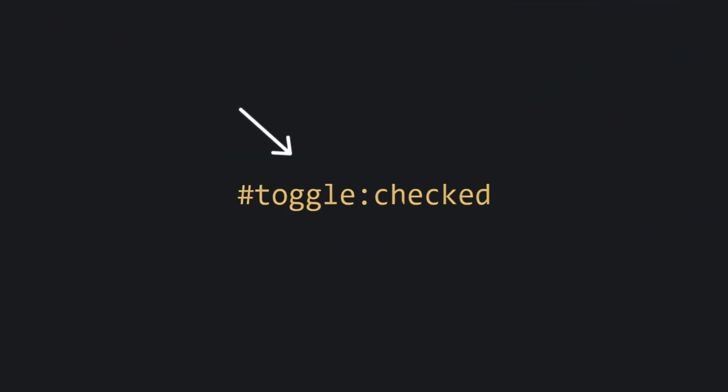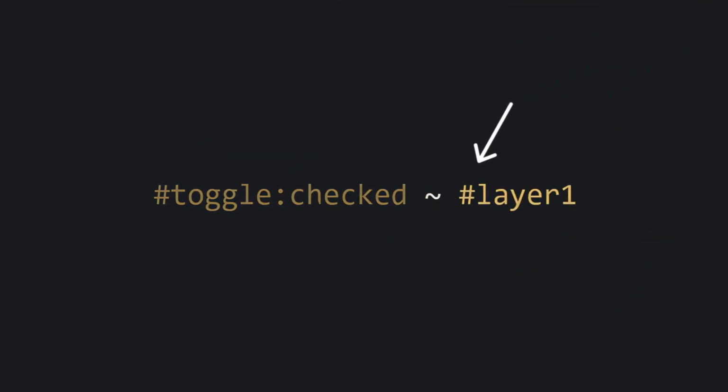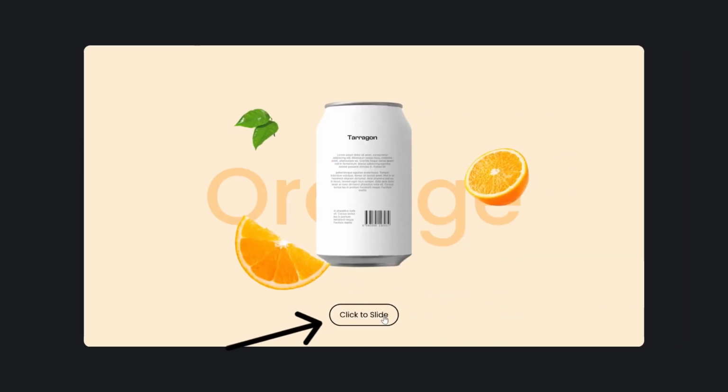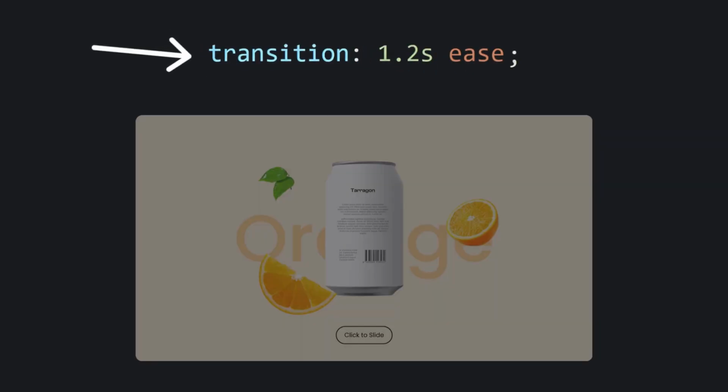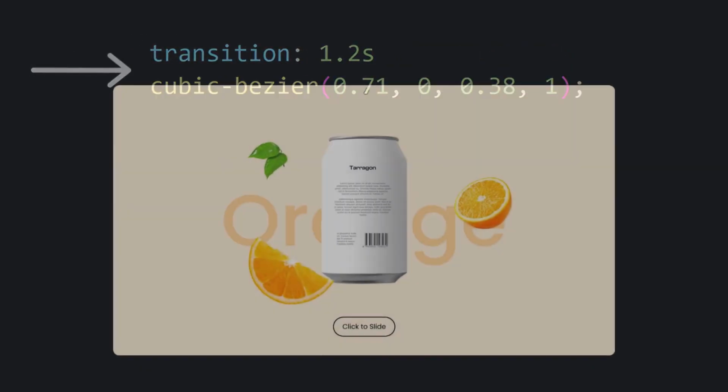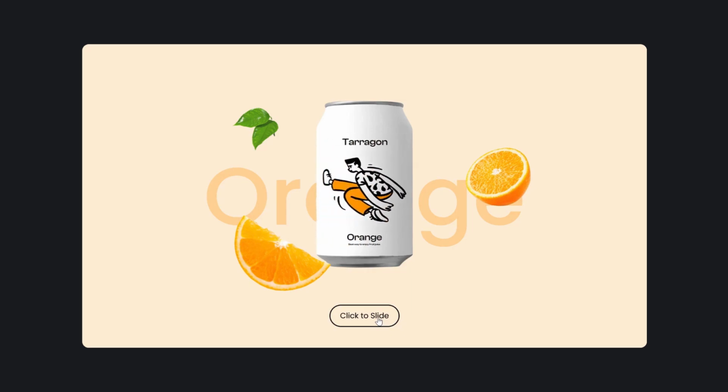So when the checkbox is checked, target layer 1's can container and wrapper element, and set it to left -50%. The image is moving directly. A transition might fix it. After a little trial and error, I found this to be the ideal timing function. Now we have a smooth transition.